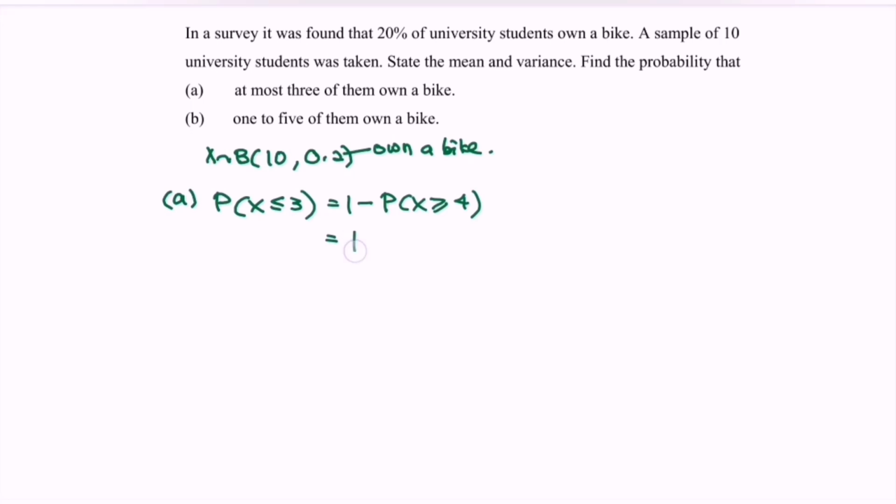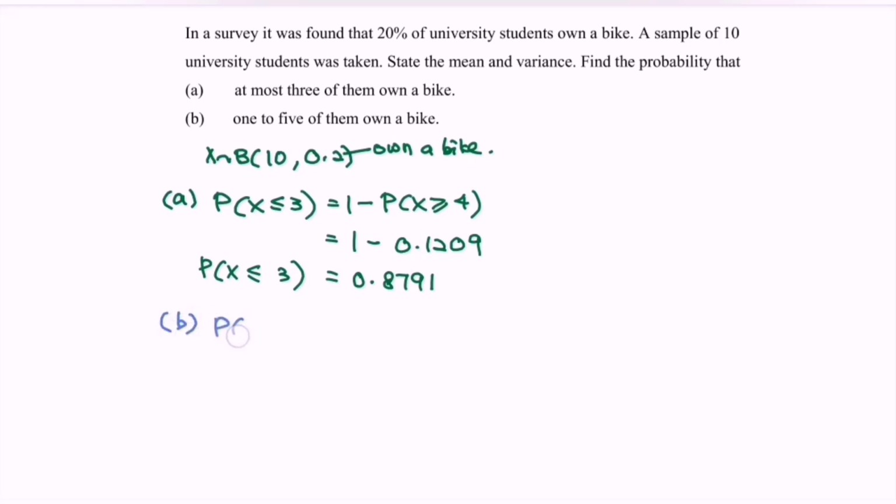So here we have 1 minus 0.1209. So kindly refer to the calculator. So we have 0.8791. So that is the probability X is less than or equals to 3. So kindly refer to B.